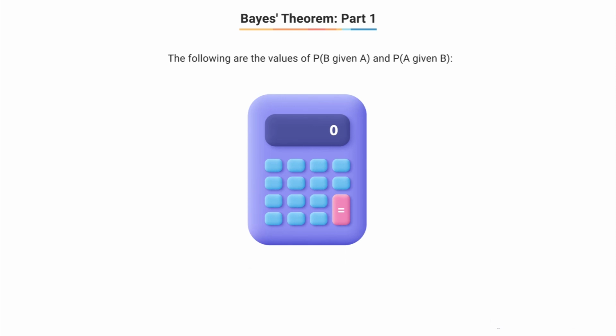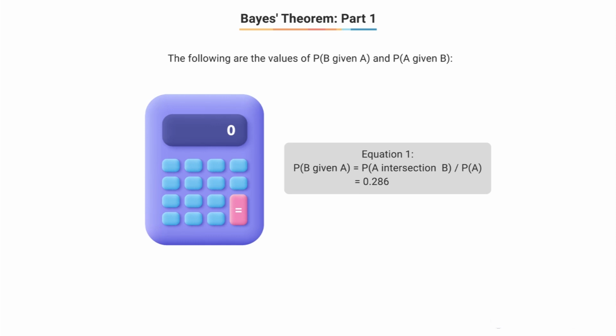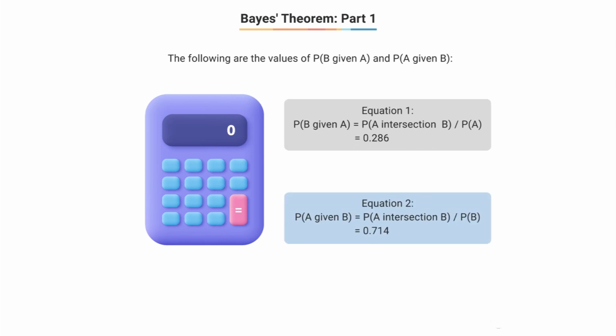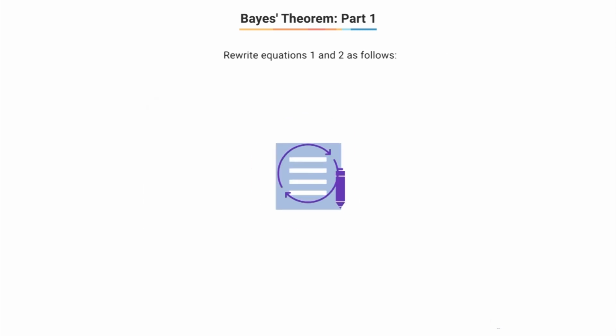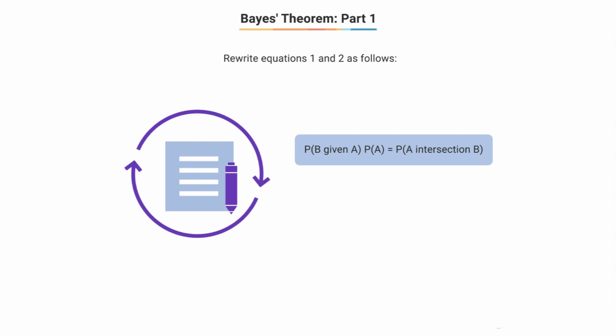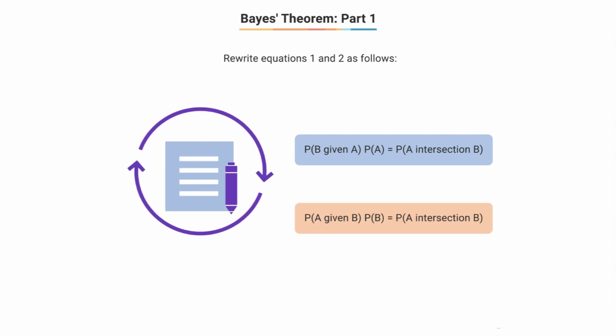So let us write down both the equations here. Probability of B given A equals probability of A intersection B divided by probability of A, which is 0.286. Similarly, probability of A given B equals probability of A intersection B divided by probability of B, which equals 0.714. Now, let us rewrite both these equations. In the first equation, if we multiply both sides by P(A), we can say that probability of B given A into probability of A equals probability of A intersection B. And for the second equation, if we multiply both sides by probability of B, we can say that probability of A given B multiplied by probability of B equals probability of A intersection B.